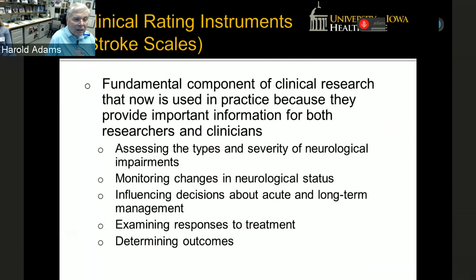Now, when we talk about clinical rating instruments or stroke scales, we need to recognize there's a variety of things that we need to look at. Many of the stroke scales have been around now for a long time. For example, the NIH Stroke Scale has been available now for almost 35 years. We're going to look at the types and severity of neurologic impairments. A scale like the NIH Stroke Scale can look at changes in neurological status. We can use the scores on the scale to influence decisions about treatment. We can use it as an outcome measure as well.